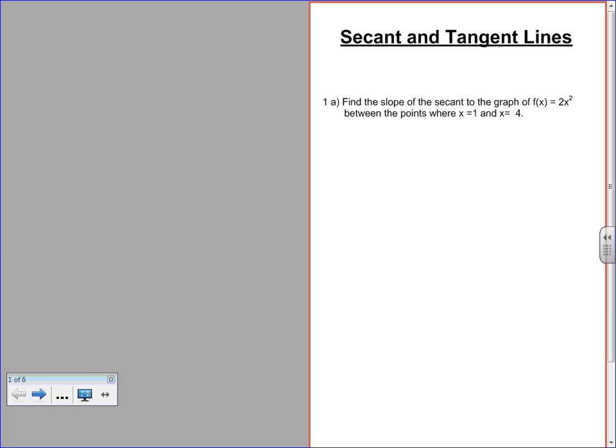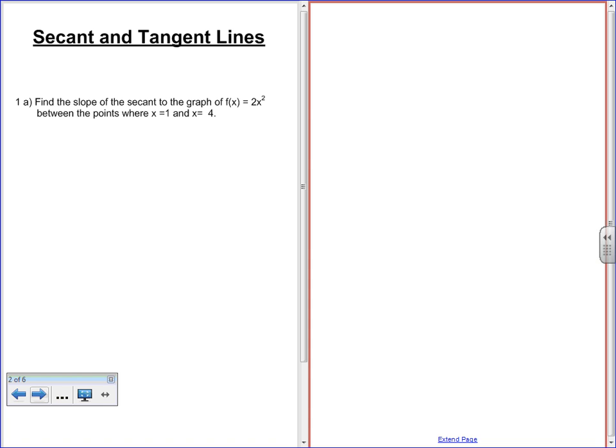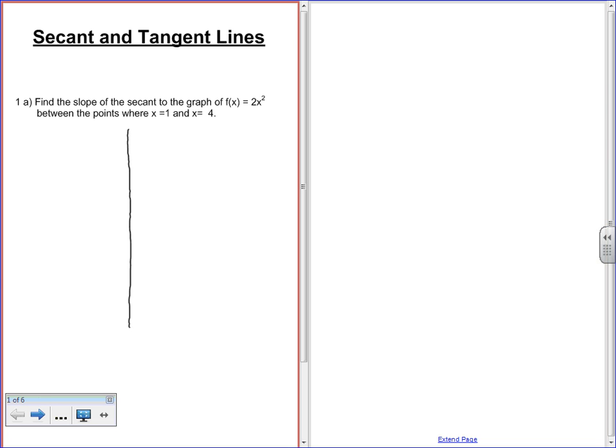The first question today is we're going to find the slope of the secant line to the graph 2x squared between the points where x is equal to 1 and x is equal to 4. So graphically, I just want to show you what we're trying to find. If I draw the x and y axes, we should recognize that 2x squared is a parabola that's been stretched vertically by a factor of 2. So it's a function that looks like that. And I want to find the slope of the secant line between the points where x is 1 and x is 4. So I'll say x is 1 here.